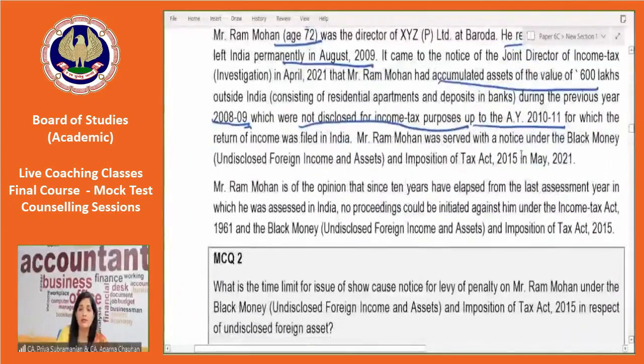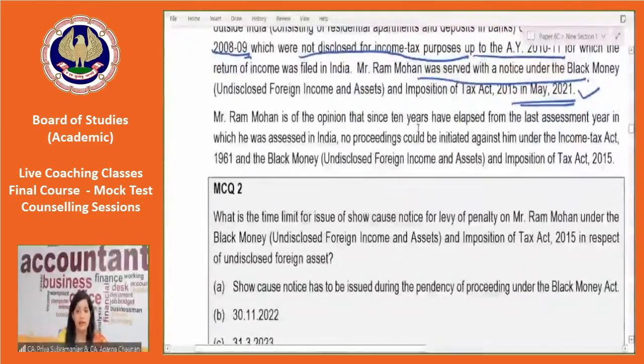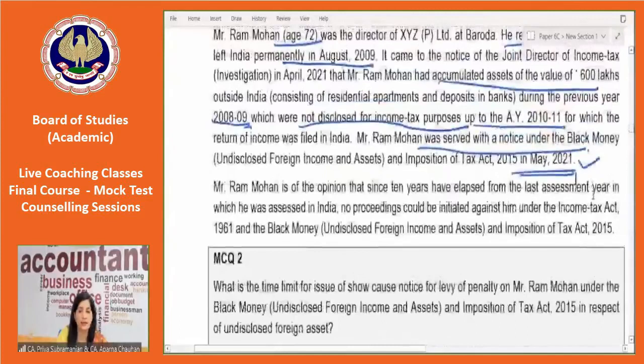Mr. Ram Mohan was served with a notice under the black money law in May 2021. Now, Mr. Ram Mohan is of the opinion that since 10 years have elapsed from the last assessment year in which he was assessed in India, no proceedings could be initiated against him under the Income Tax Act and the Black Money and Imposition of Tax Act 2015. No proceedings can be initiated against him. Already 10 years have elapsed.